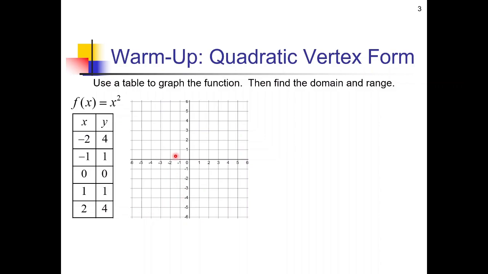So putting those on my graph, we've got -2, 4 right here. Here's -1, 1, 0, 0, 1, 1, and up here we have 2, 4. Connecting those dots, we get this nice little curve here.